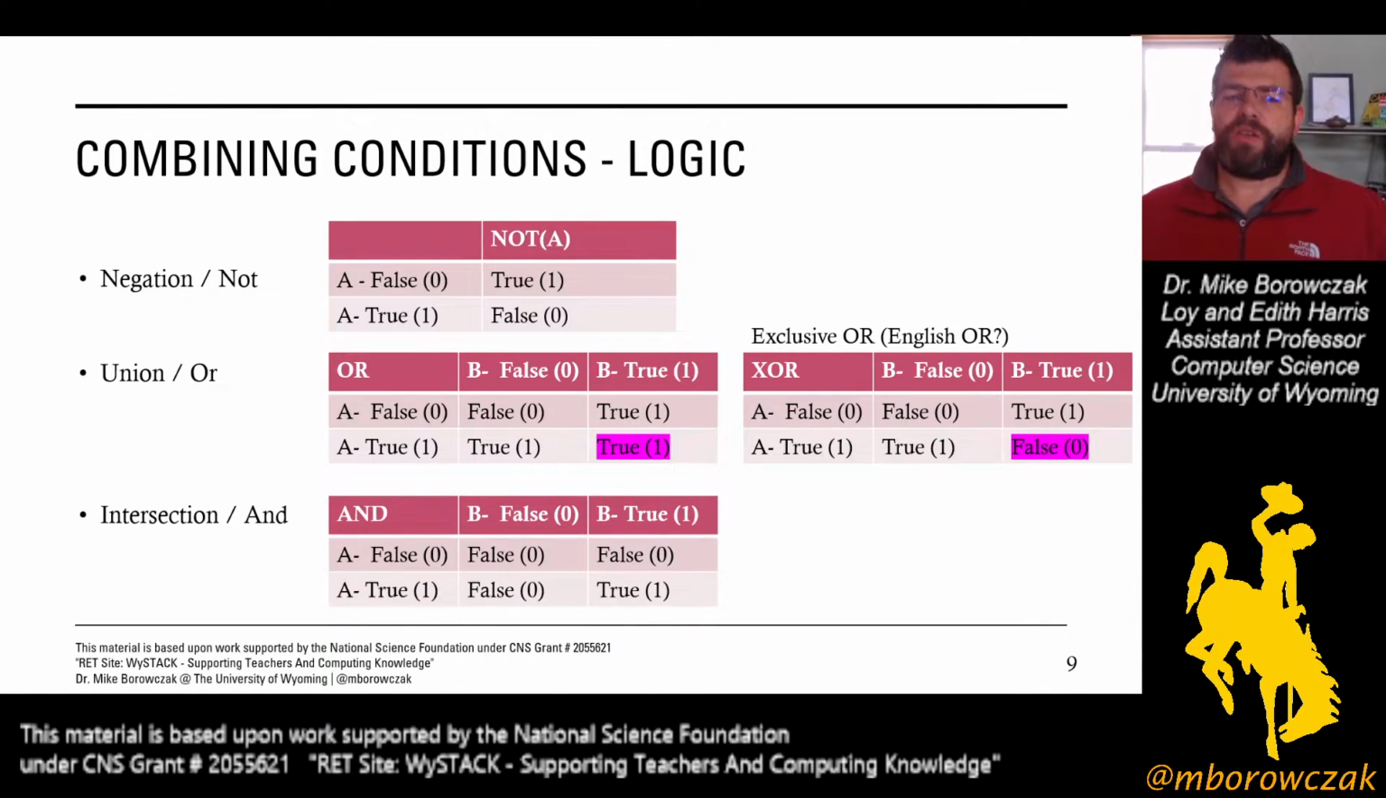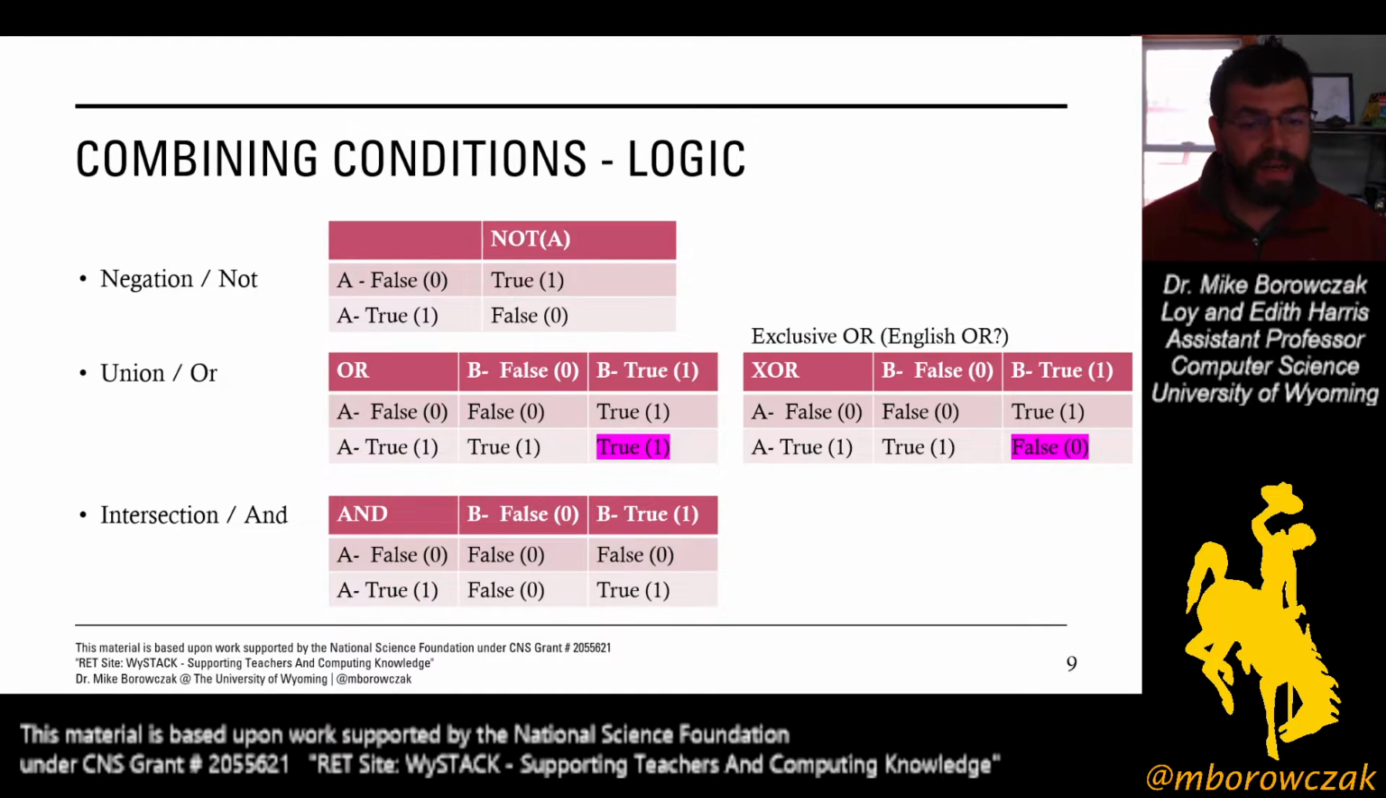Where things get really interesting is when you start combining conditions. So the foundations of what we do in computing deals with logic. So the first primary one, negation, not. So if we have something called A and it has a truth value of false, not A would become true. So this truth table up here shows that. If it starts off as true and then you do not A, the result will be false.